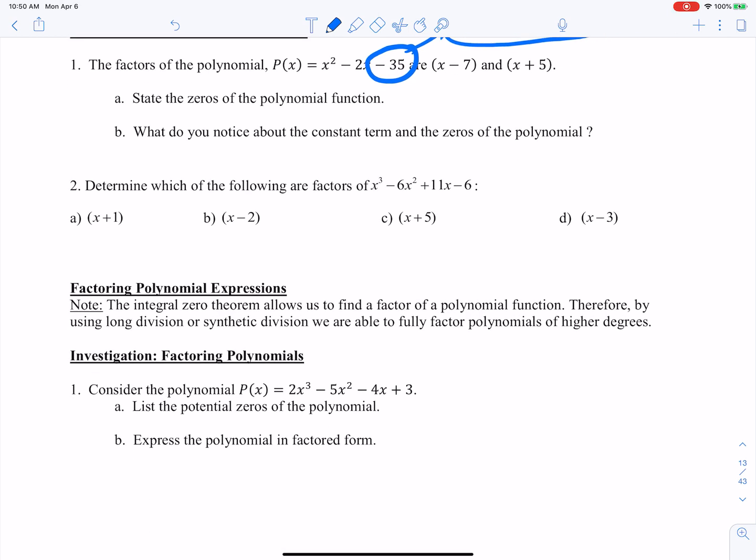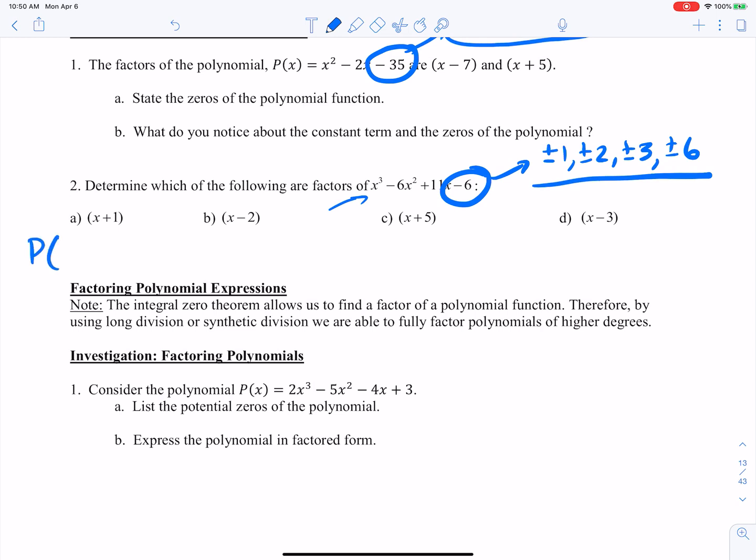So let's take a look here. If I have the number negative 6, I know the factors of negative 6 are plus minus 1, plus minus 2, plus minus 3, plus minus 6. These are all possible zeros. How do I check them? I sub them into here and determine if the polynomial is equal to 0 once I sub it in.